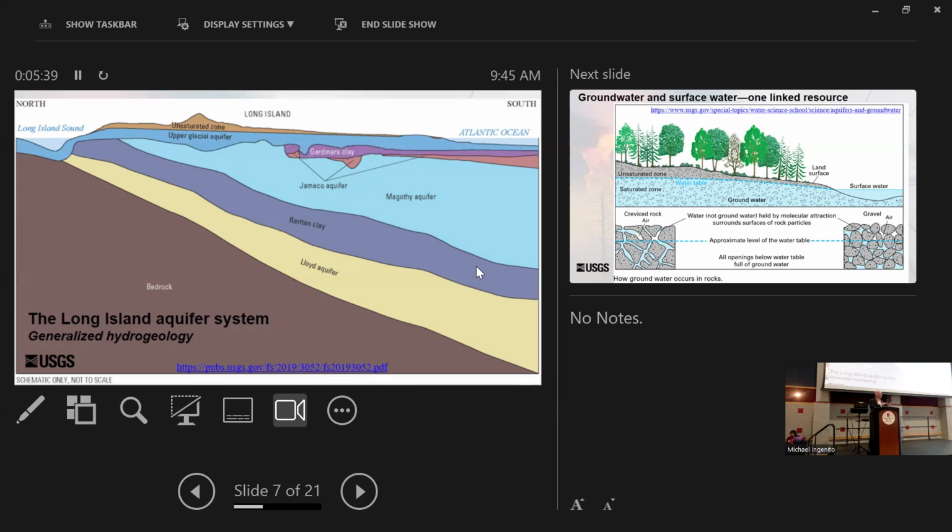There is a small area in the West Hills area of the Town of Huntington where the Magothy aquifer extends a little bit higher up, and so the water table is within those older sediments. But if you think of the Upper Glacial aquifer, think of the water table aquifer for the most part.